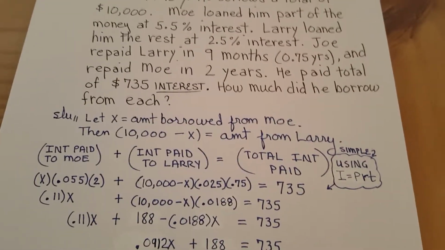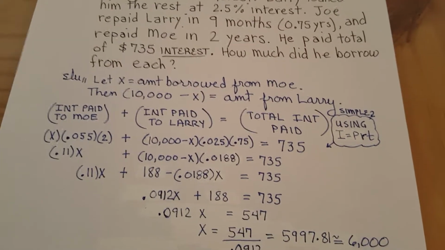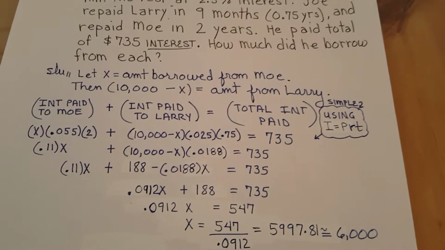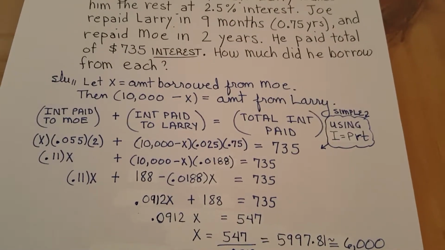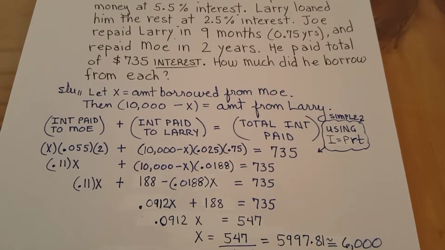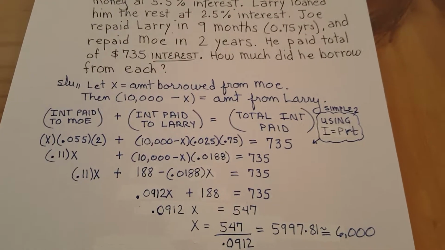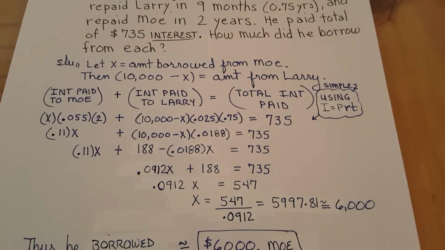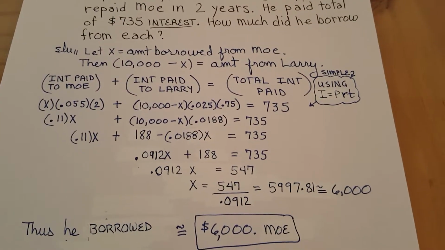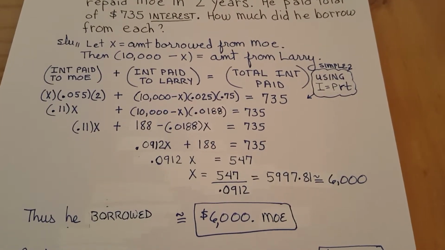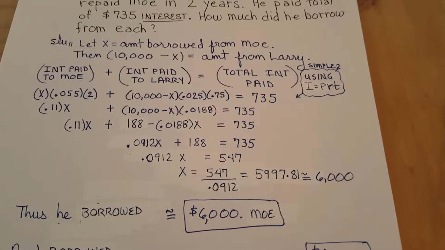Okay, the solution is to name one of the variables x. So let x equal the amount that he borrowed from Mo. If he borrowed a total of $10,000 and x of it was from Mo, then $10,000 minus x is the amount that he borrowed from Larry. Now we're going to calculate the interest paid to each of the lenders using the simple interest formula.